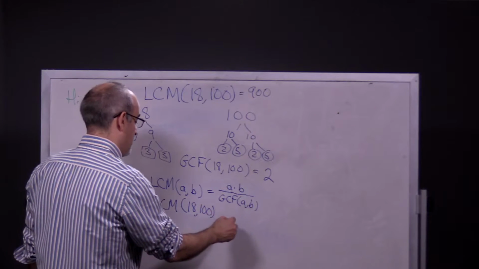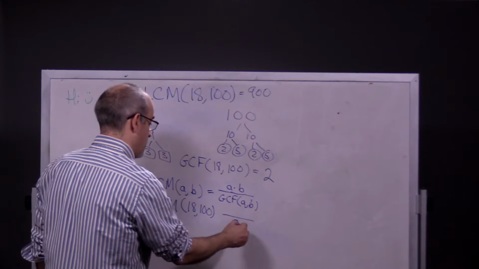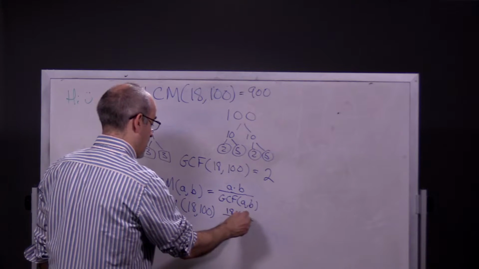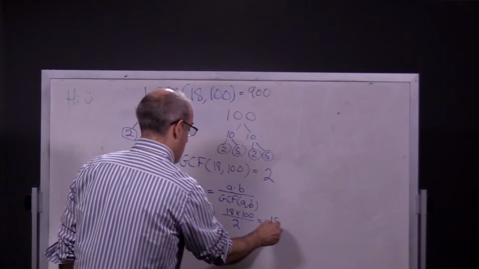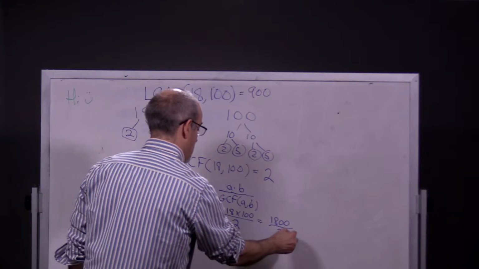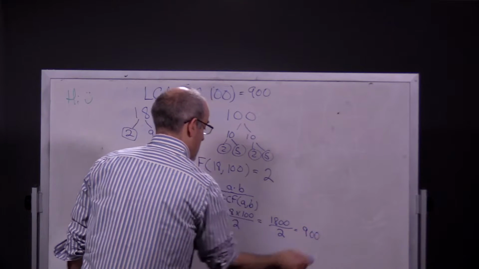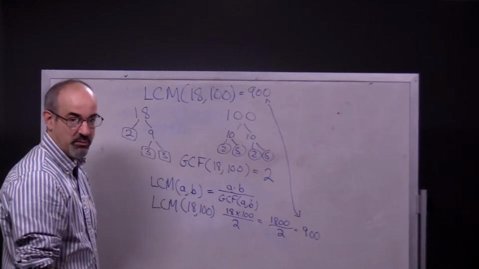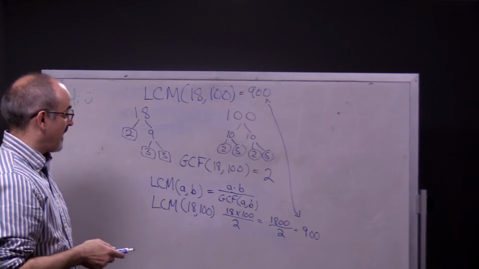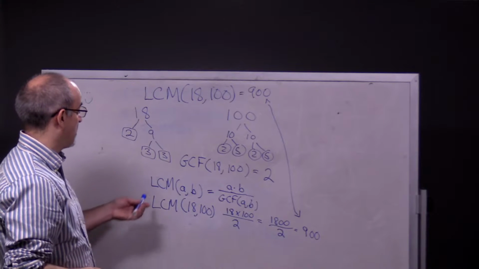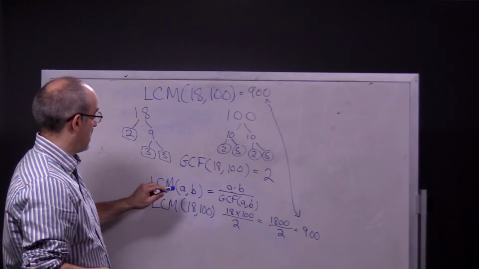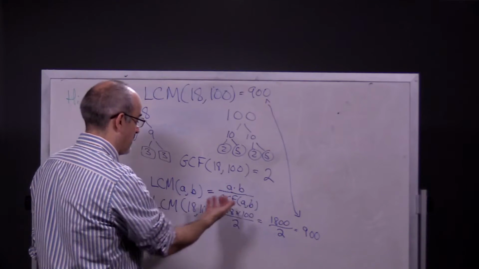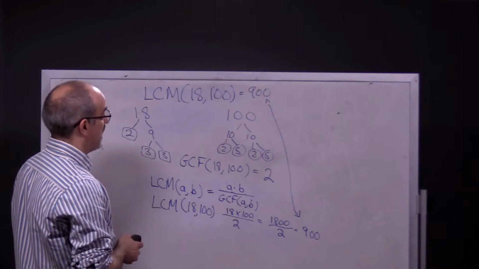We just figured out that the GCF of these two numbers was 2, and 18 times 100 is going to be 1800 divided by 2. So obviously you get the same answer. If you didn't get the same answer, that wouldn't be a legitimate way to do it. So we're going to find the LCM of two even bigger numbers by using this fact that there's a link between GCF and LCM.